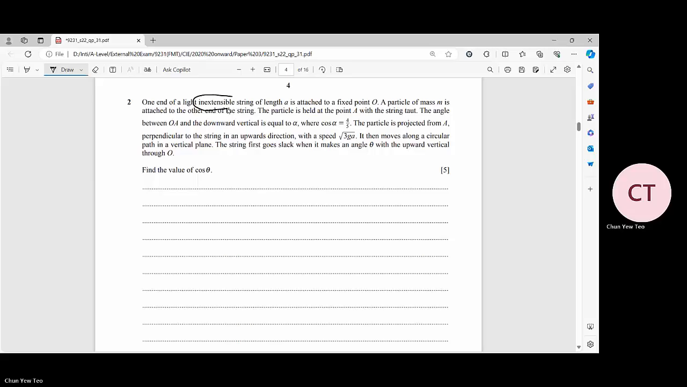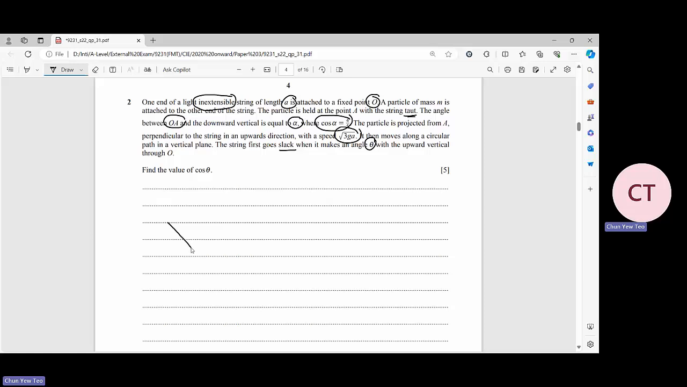Question number 2. One end of a light inextensible string of length a is attached to a fixed point O. A particle of mass m is attached to the other end of the string. The particle is held at the point A with the string taut. The angle between OA and the downward vertical is alpha, where cos alpha is equal to 4 over 5. The particle is projected from A perpendicular to the string in an upward vertical direction with a speed of square root of 3ga. It then moves along a circular path in the vertical plane. So this is a vertical circular motion. The string first goes slack when it makes an angle theta with the upward vertical. Find the value of cos theta.